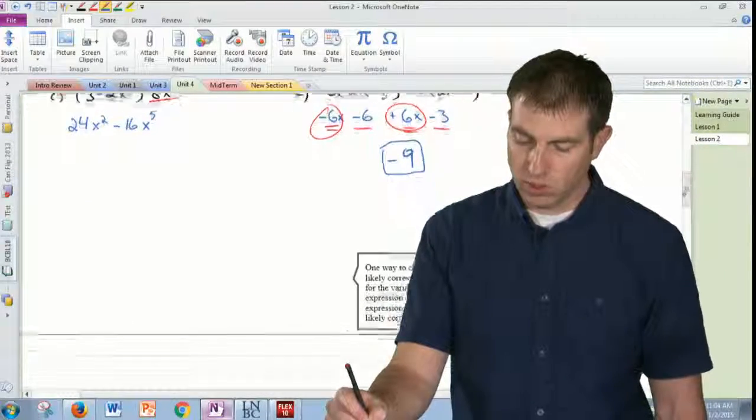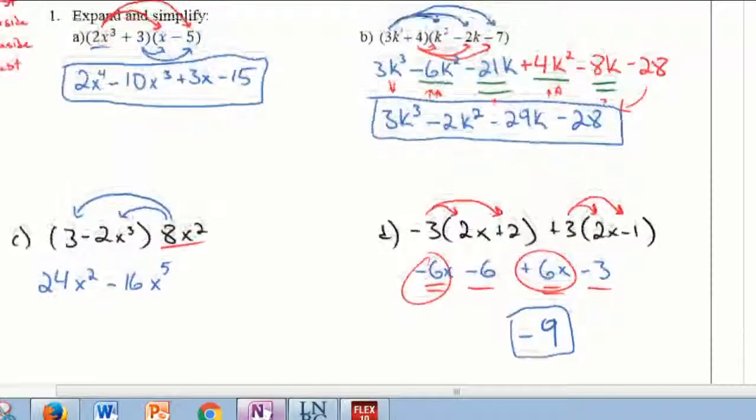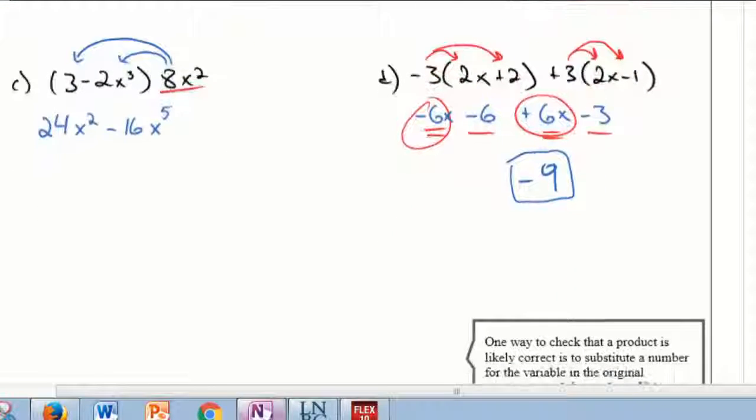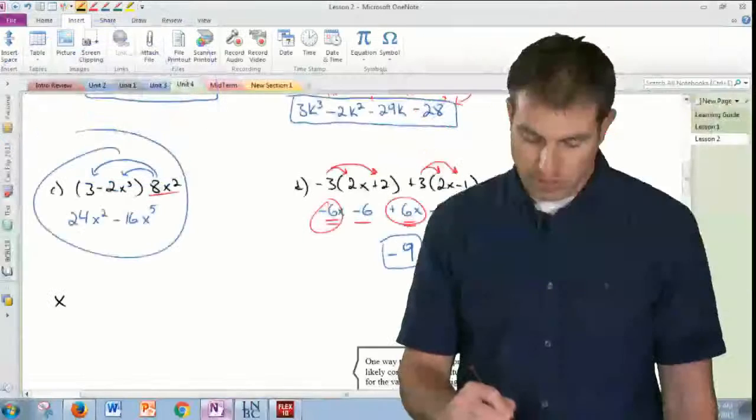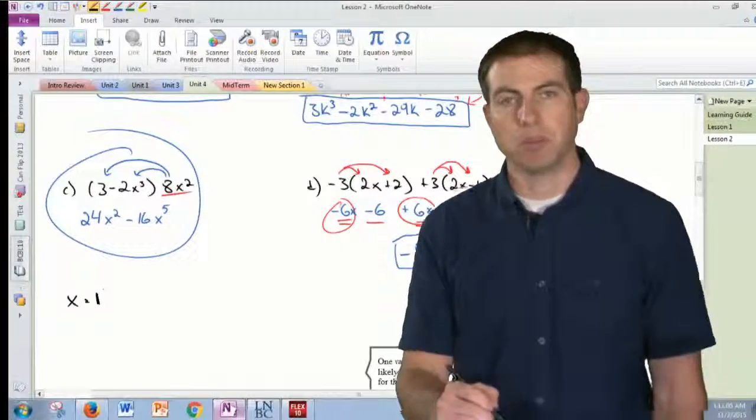There's one little note at the bottom of the page here, and it says one way to check that a product is likely correct is to substitute a number in for the variable in the original expression and then in the answer. So if I look at any one of these questions that I've done here, maybe just letter C, let's pick a number for the variable x. We can make x maybe 1. I like multiplying by 1, so I'm going to pick 1.